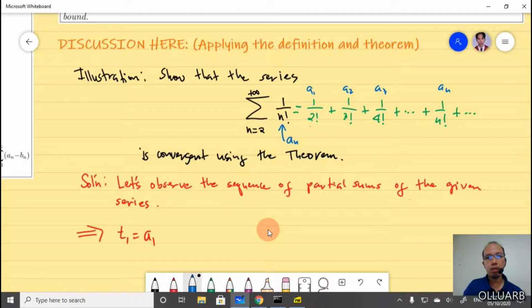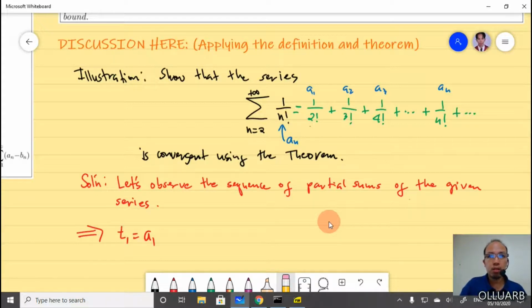So what shall we do here? Let's not confuse with the notation. Let's write the first term by a2, not by a1, knowing that a2 is our first term and a3 is our second term. So that's what we are going to do.